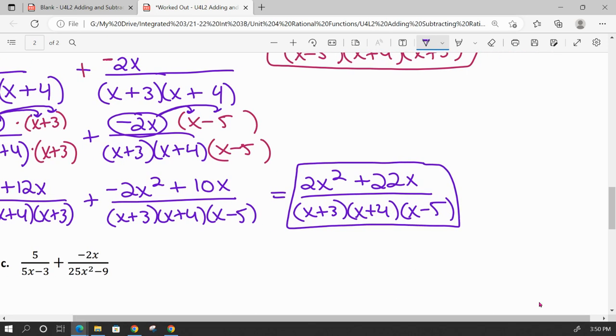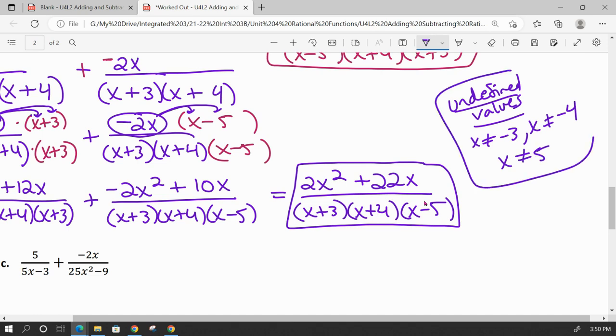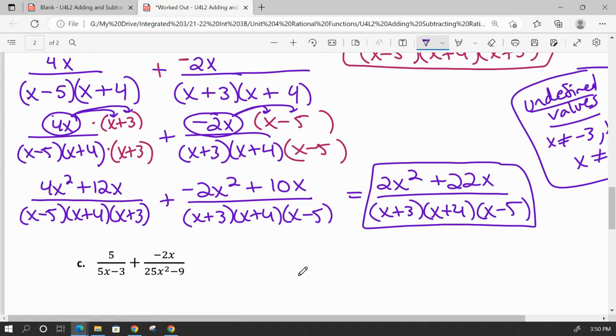Let's state our undefined values. So if you have a factor of x plus 3, then x cannot equal negative 3. If you have a factor of x plus 4, then x cannot equal negative 4. If you have a factor of x minus 5, then x cannot equal positive 5. So now we have our undefined values and our simplified answer. Next example.